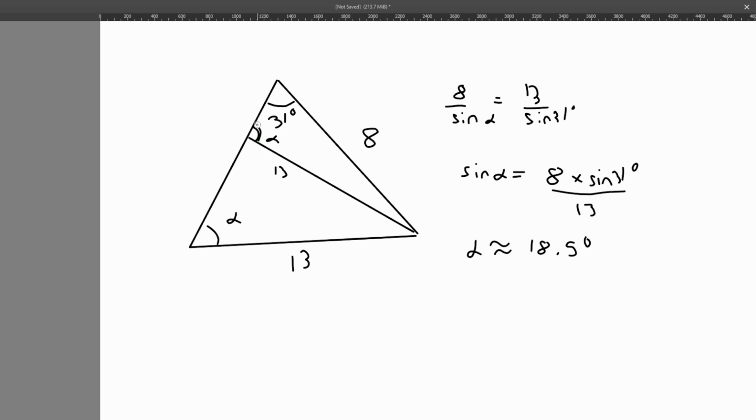But notice that this angle right here is an obtuse angle, while this angle right here is an acute angle. So the angle we have found is this angle right here. If you are being asked for the obtuse angle, so this angle right here, what you need to do is subtract. Let's call this angle not alpha, but something else like beta. And beta is approximately going to be equal to 180 minus 18.5 degrees.